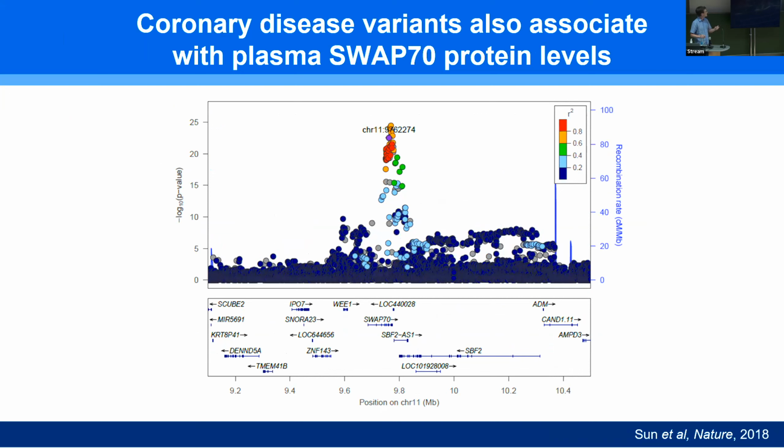Those same set of genetic variants seem to also associate with levels of this plasma protein called SWAP70. You can see the gene down below it there. And so it seems very likely that this genetic signal for heart disease is acting via levels of this protein SWAP70. It's given us an anchor to go and explore the biology, to go and design wet lab experimental studies to say, well, how does this influence risk of heart disease?